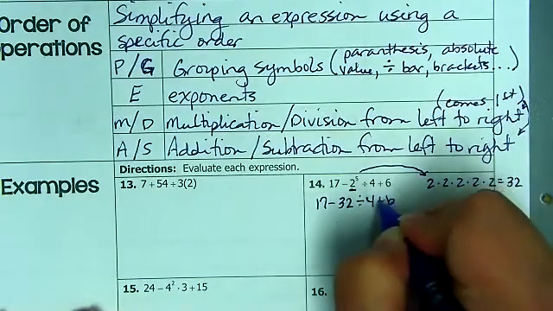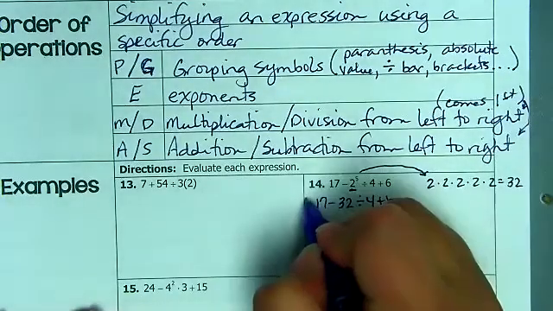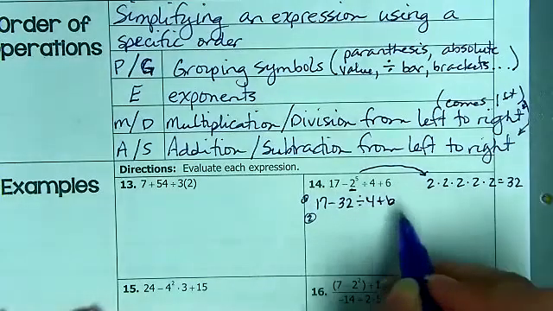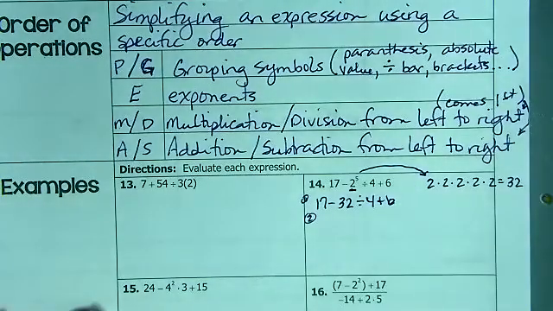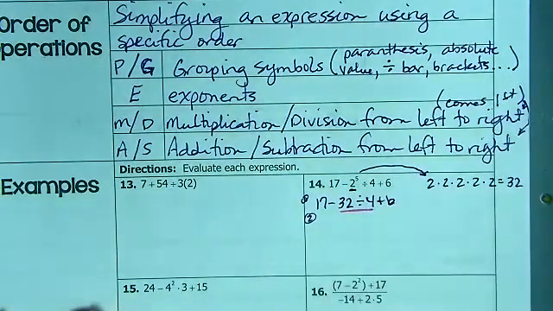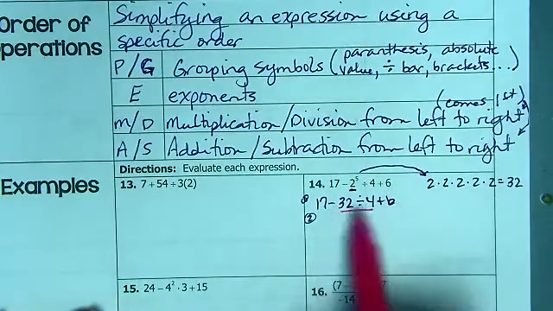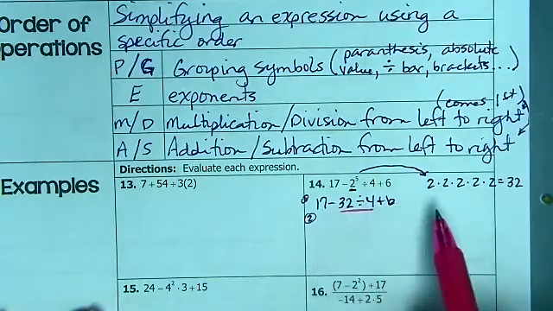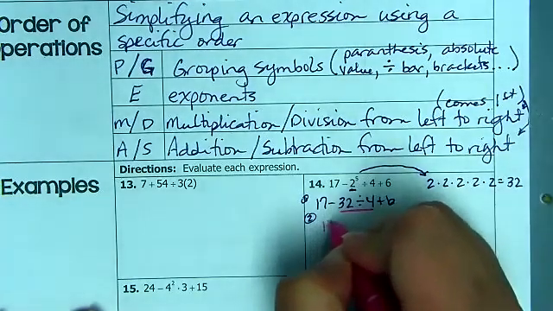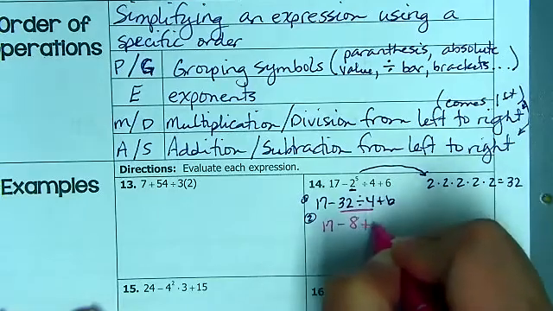And yes, you write down everything you didn't use. This is your first step. Okay, step 2. Now I'm going to underline what I do next: 32 divided by 4, because that's multiplication or division that's next. There's no multiplication, so I'm looking to see division. So my next step is now going to be 17 minus 32 divided by 4, which is 8, plus 6.